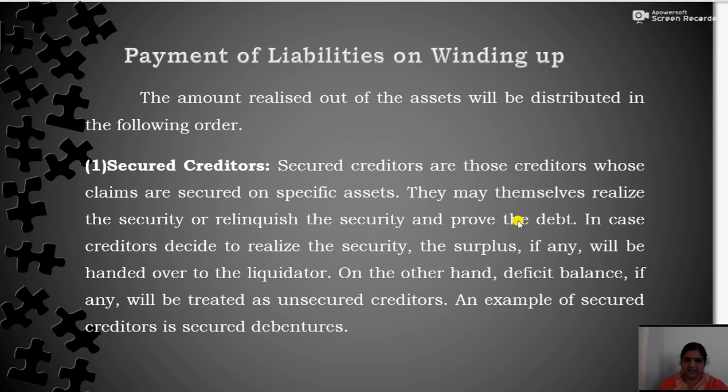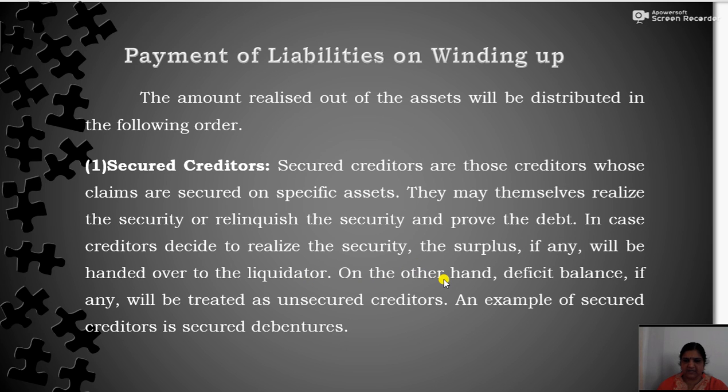Sometimes these secured creditors will themselves realize the security and take the amount, or they will relinquish the security and prove the debt. Now, in case the creditors decide to realize the security, then in case there is any surplus, that surplus will be handed over to the liquidator. For example, in case the amount of debt is 1 lakh, and on realizing the security they have received rupees 1,20,000, in this case this 20,000 being surplus, it will be handed over to the liquidator.